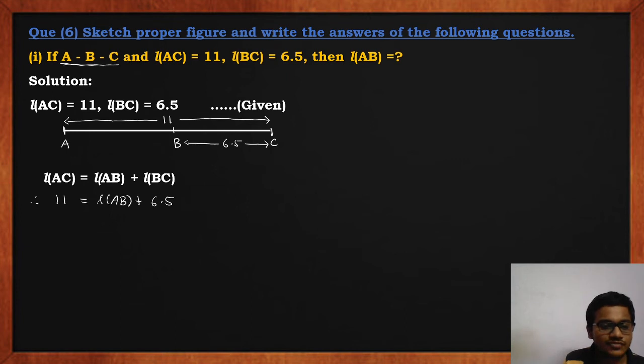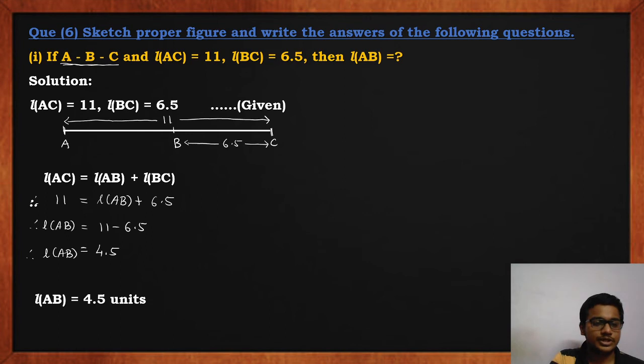Now what you all will do? Shift length AB on this side. So therefore length AB equals 11 will come here minus 6.5. So 11 minus 6.5 is 4.5. So therefore length AB equals 4.5 units. Okay. So this is our final answer. Mark this down. Okay. So this is how you all have to solve all the question numbers in question number 6. You all can try the second and third one and check it with the solutions that will be displayed here.